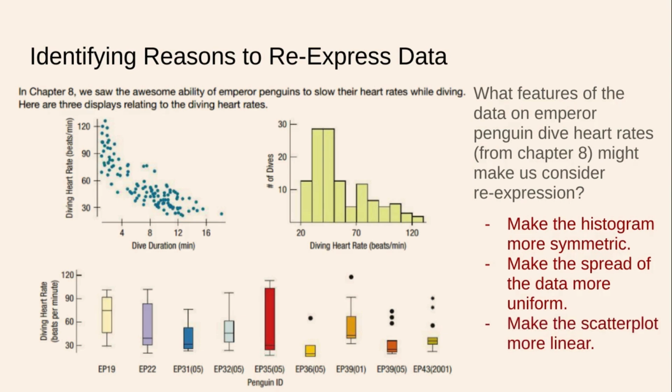Finally, we want to make the scatter plot over here more linear. We see a curved 1 over x kind of shape in our scatter plot. That is not conducive to a linear model. Like we said in Chapter 8, up to about 4 minutes, this does look rather linear. It looks down and to the right, but as time of dive goes on, it does kind of do a 1 over x sort of thing. So a data transformation would be appropriate here to make the scatter plot more linear.